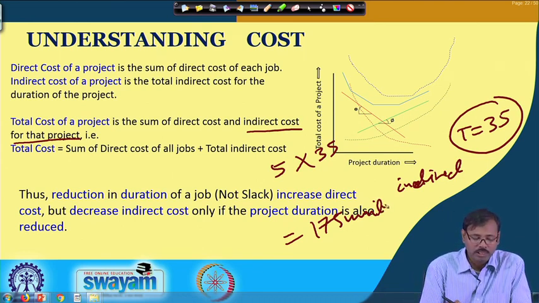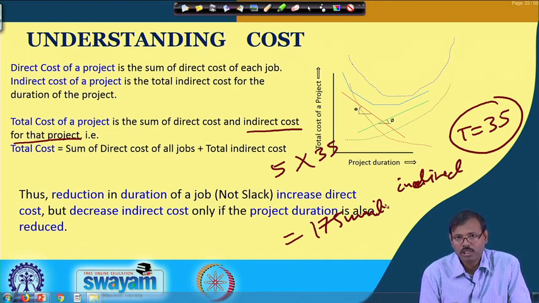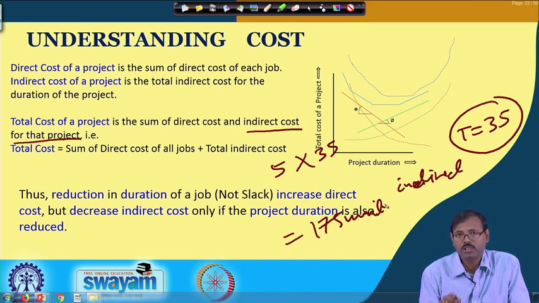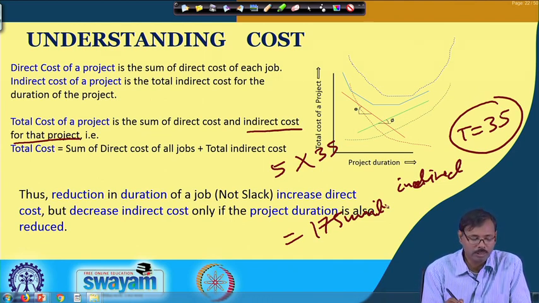That is why the indirect cost depends on the total project duration, not on the particular duration of a job, but the direct cost depends on the particular direct cost of a job, and the direct cost of the project is basically the summation of the cost of each and every activity of the project. Once again, you must remember that dummy activities do not have any cost or time value. They are basically dummy activities to construct the network. So, in this cost calculation you need not include the dummy activities.